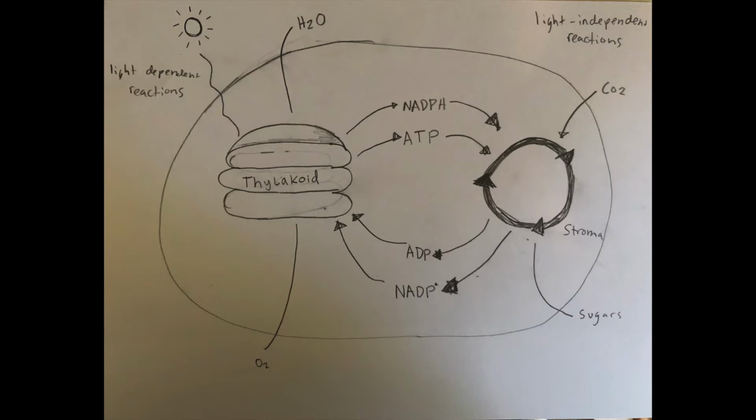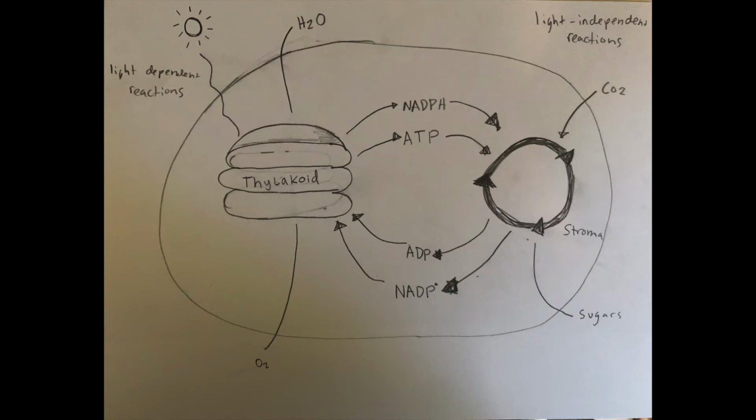These high-energy electrons are then passed from the photosystem 2 to the photosystem 1 through this chain of proteins called an electron transport chain. Along with that, the plant cell also produces ATP, which is produced by ATP synthase, which is basically pumping the positive hydrogen atoms into the thylakoid.